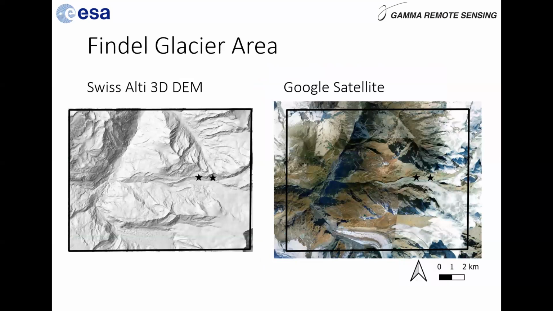A detailed view of the Findel Glacier region is shown here. We use the Swiss Alti 3D digital elevation model, resampled to a ground resolution of 5 meters as seen on the left. A Google satellite orthophoto view can be seen on the right. The location of the two known instabilities, the rockfall and sliding complex that we saw in the previous animation, are indicated by the black stars.